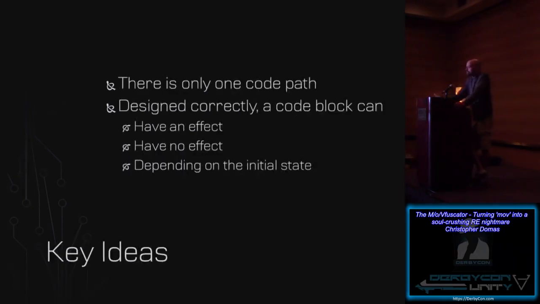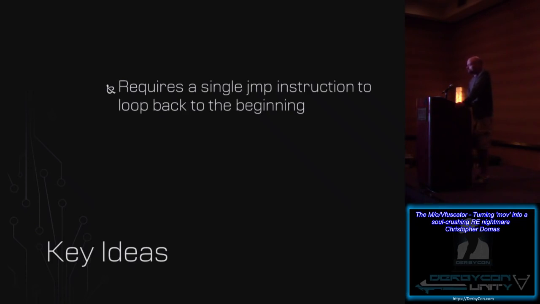Another key idea from Dolan's paper was that there's only going to be one code path if all you've got is move instructions. You've got no way to branch. You've got no way to skip anything. All of your instructions are going to execute every time, no matter what. But if you design your program correctly, a block of moves can either have an effect or have no effect, just depending on the initial state of the system. I'll show how we can apply that in just a little bit.